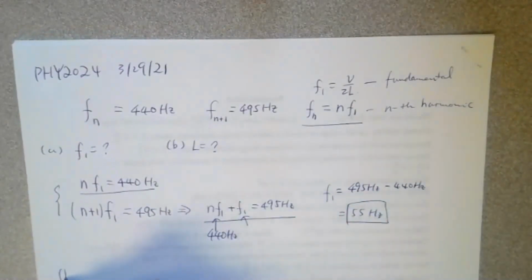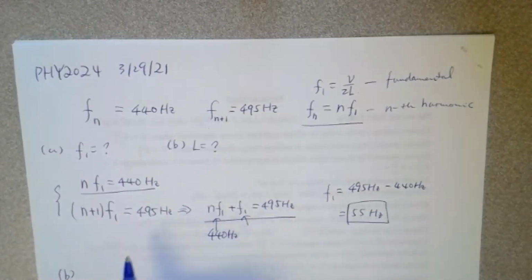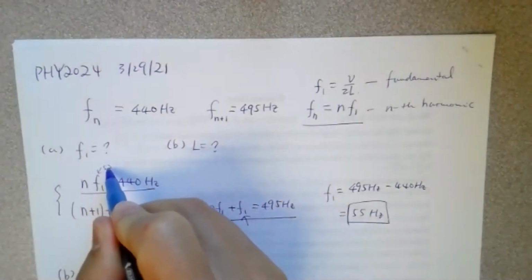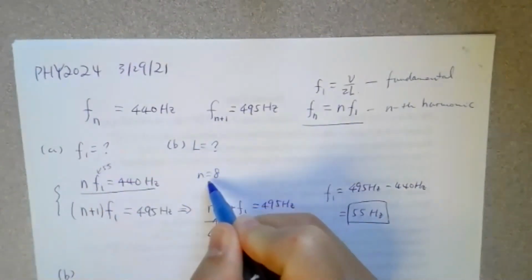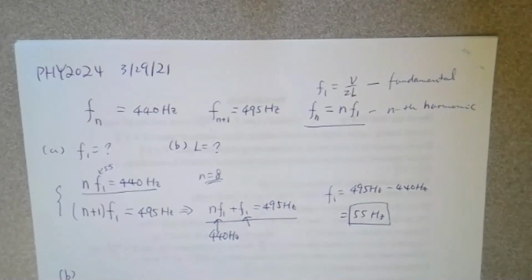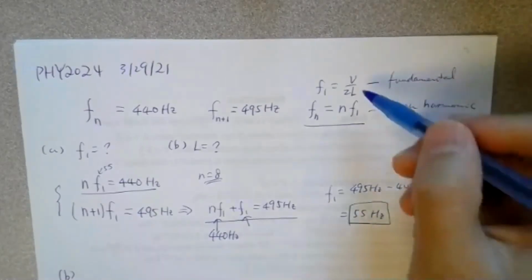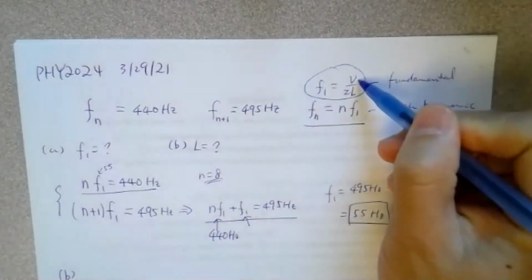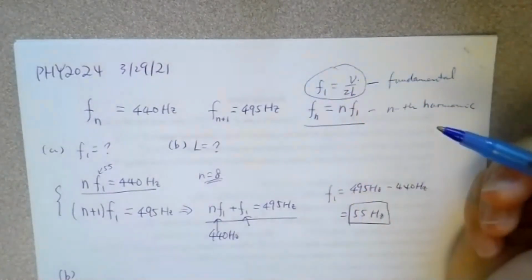For part B, you're looking for the length of the pipe. Now you can also calculate what M would be. If this is 55, then your n equals 8, if you are just wondering what M would be here. Now in part B, you're looking for the length of the pipe. So you have your f1 here, and you have the speed 340, so you can calculate for your length.